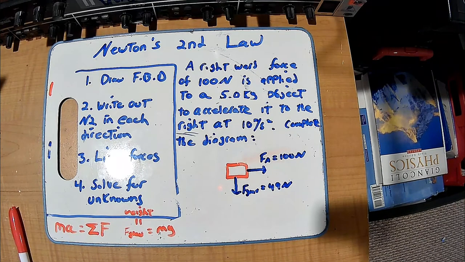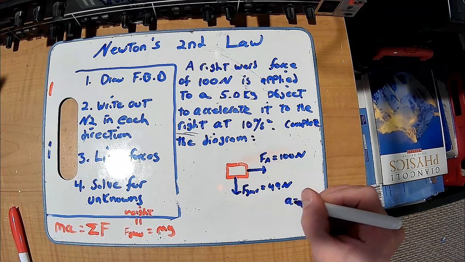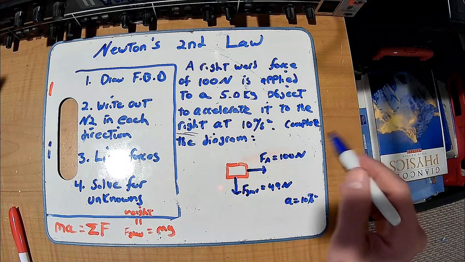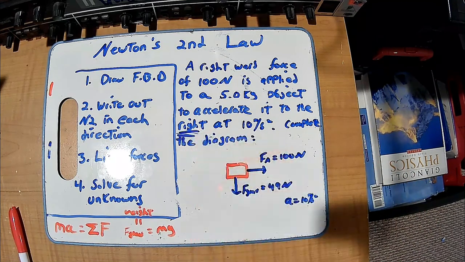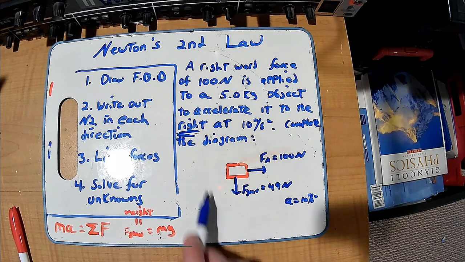That's what I know so far. That's what's given. They also tell us that the acceleration is 10 meters per second squared, and it's to the right. That's important. Okay? So think about that being, it's to the right. All right? So we need to make sure we finish this diagram before we try to go through the rest of the steps. So let's think about what's going on here.